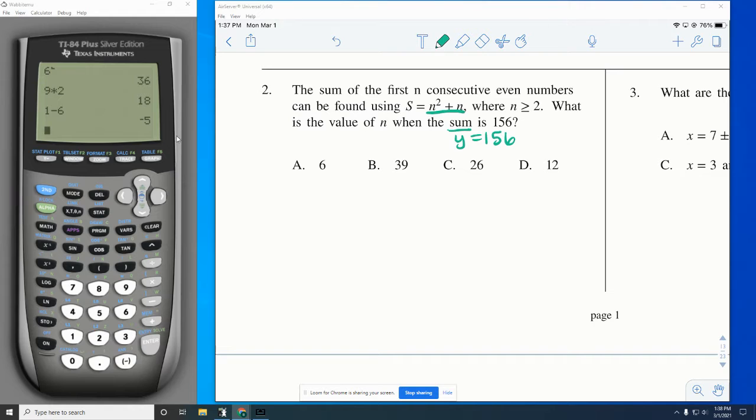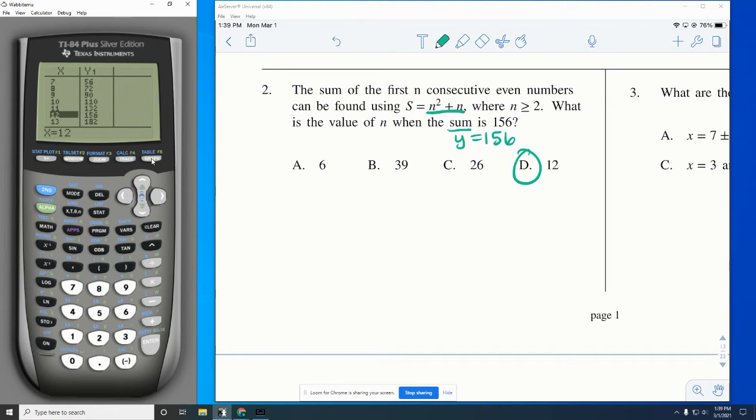Okay, so to break this down, make it as simple as possible for you, we're going to go to y equals, and we're going to type this quadratic equation in. So instead of n's, we're using x's. So x squared plus x, that's my quadratic equation. And then they want the value of n, so they want x when y is 156. So I'm going to go to the table, and I'm going to look on that right side, and I'm going to scroll until I get to 156. There it is. And my x value is 12.